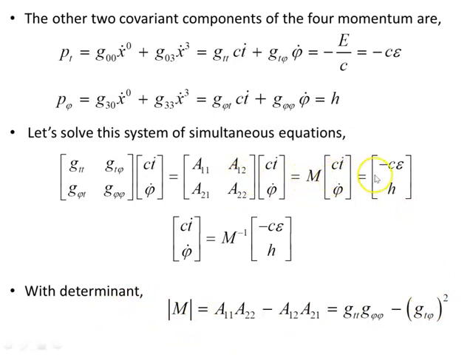This is matrix M. It's equal to minus c epsilon on h for the right-hand side of these equations. And in order to get these components, ct dot and phi dot, we need to multiply the right-hand components, what the equations equal, by the inverse matrix. Now, the determinant of matrix M is this. We worked that out in a previous video, I think the very first video in this series, where I explained what all that is and showed how that comes about, although you can see it just from here: A11 times that minus that times that.